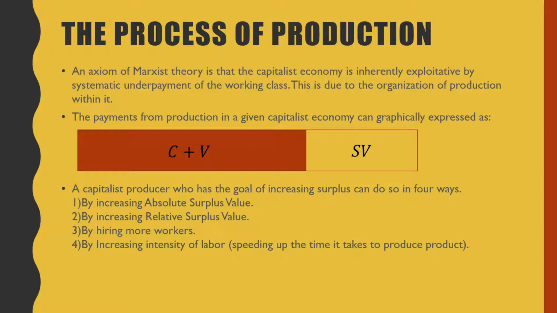A capitalist producer who has the goal of increasing surplus can do so in four ways: by increasing absolute surplus value, by increasing relative surplus value, by hiring more workers, and by increasing the intensity of labor, which is speeding up the time it takes to produce product.